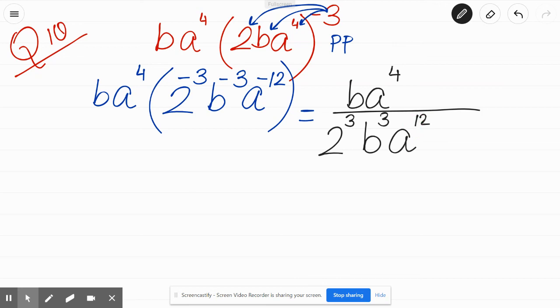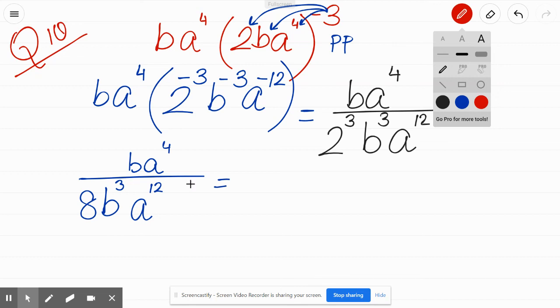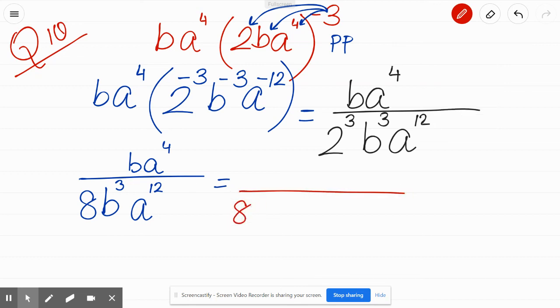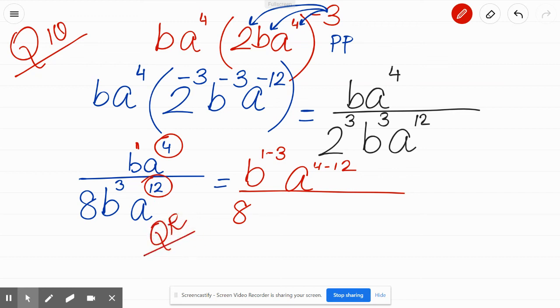Now everyone has a positive power. I can simplify them. And this now changes to BA to the power of 4 over 8. 2 cubed is 8. B cubed, A 12. All right, we are still not done yet because we haven't combined the amigos. Although we do have an 8 here, so he can stay at the bottom. Whereas on the B, I have one B here. I can have B 1 minus 3 and A to the power of 4 minus 12. This 4 and this 12 we are subtracting as per the quotient rule.